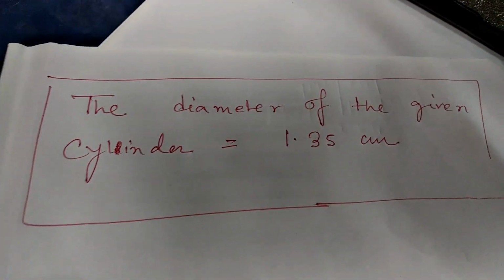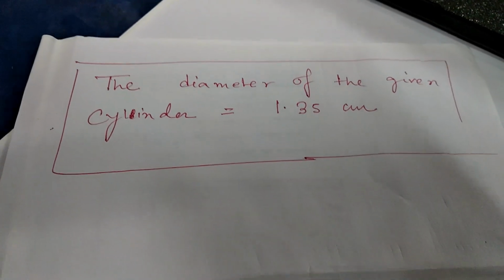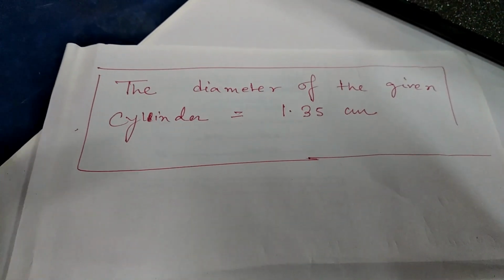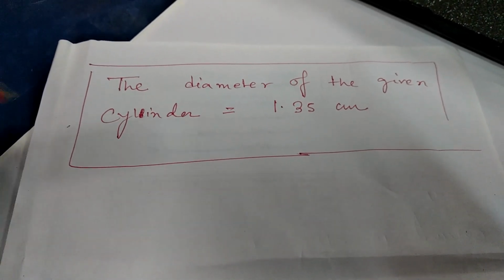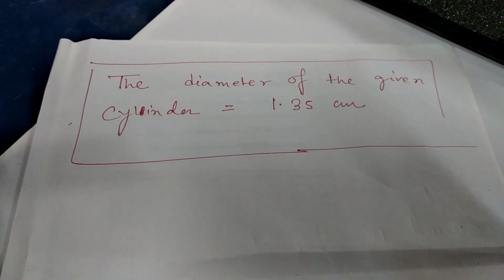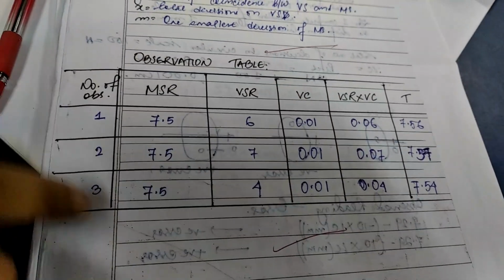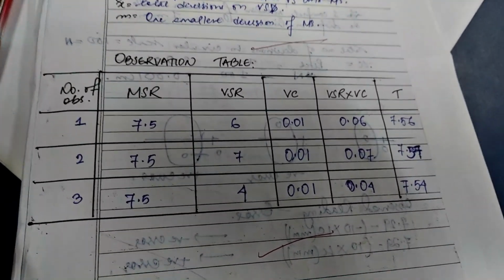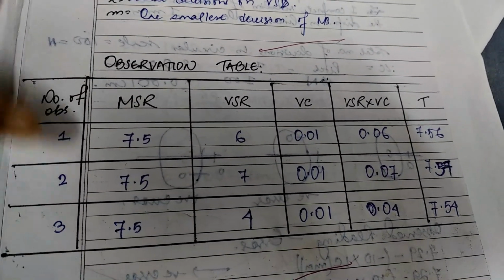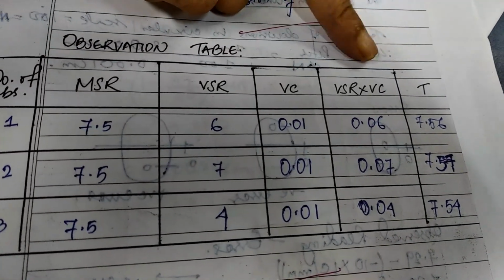Okay, this time I have shown you just one reading. But what you all have to do is make an observation table. That means every reading should be repeated twice or thrice to get a better result. For your better understanding, just see this table as an example. This is main scale reading, these are vernier scale readings, this is vernier constant, and this is total.